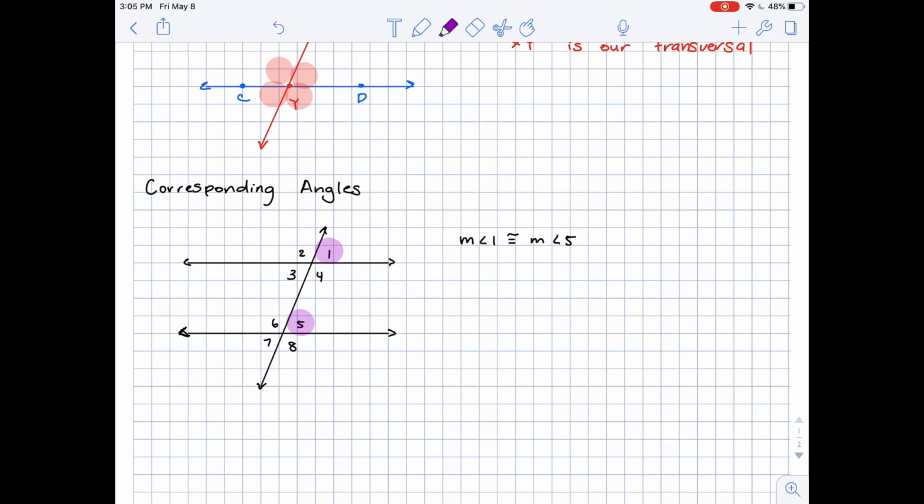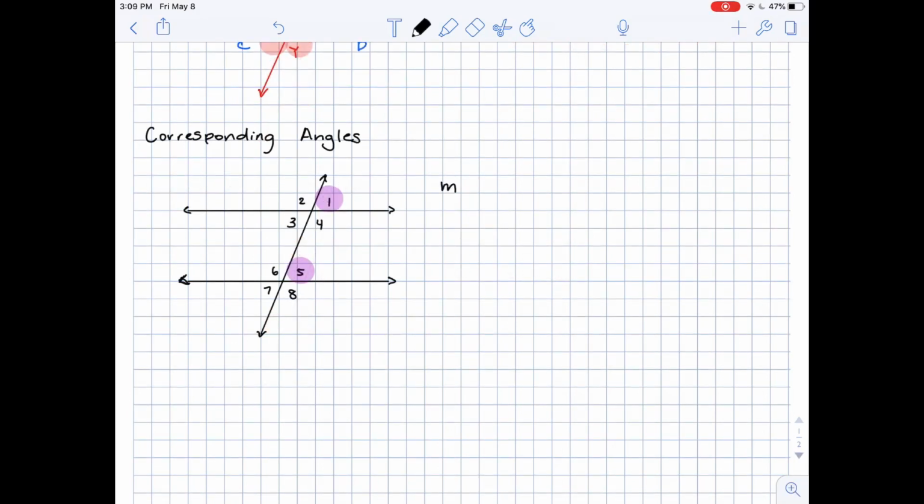They have the same angle measurement. The measure of angle 6 corresponds with angle 2. Those are corresponding angles. So the measure of angle 2 is equal to the measure of angle. So the measurement of angle 1 is equal to the measurement of angle 5.